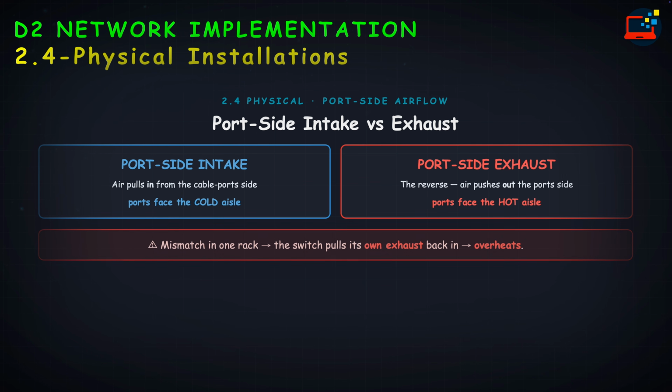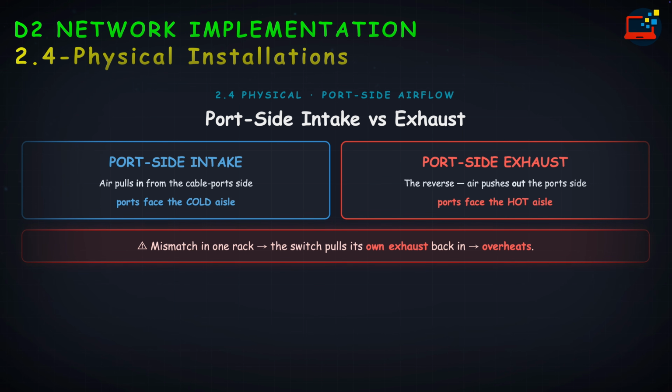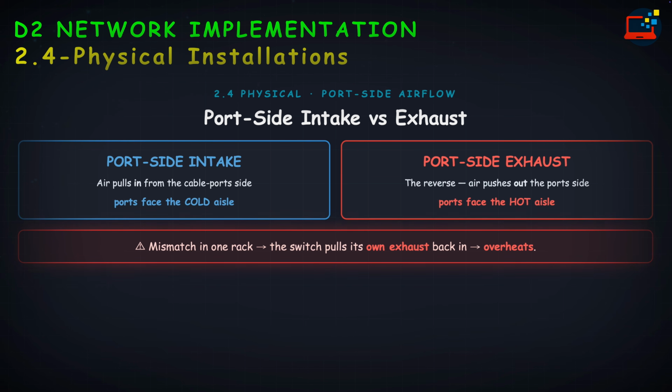Port-side intake means the air pulls in from the side with the cable ports, which is the data center cold aisle. Port-side exhaust is the reverse. Mismatching airflow inside a single rack causes the switch to overheat by pulling its own exhaust back in.